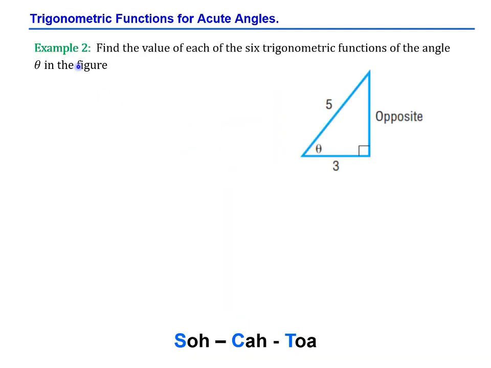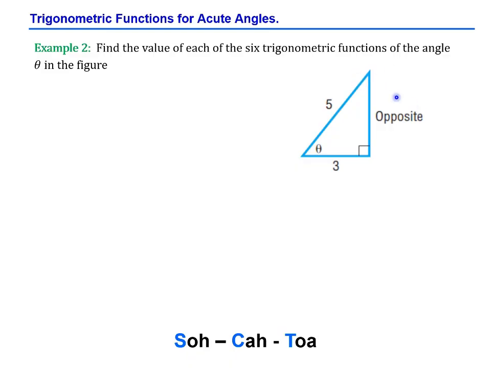So let us solve this example 2 using the definition of trigonometric functions. Find the value of each of the 6 trigonometric functions of the acute angle theta in the figure. This is the given figure, and as you can see, this is a right triangle. This is the angle theta, which is acute, and the side opposite to theta is unknown, it's not given. The adjacent side to theta is equal to 3, and the hypotenuse of this right triangle is 5.